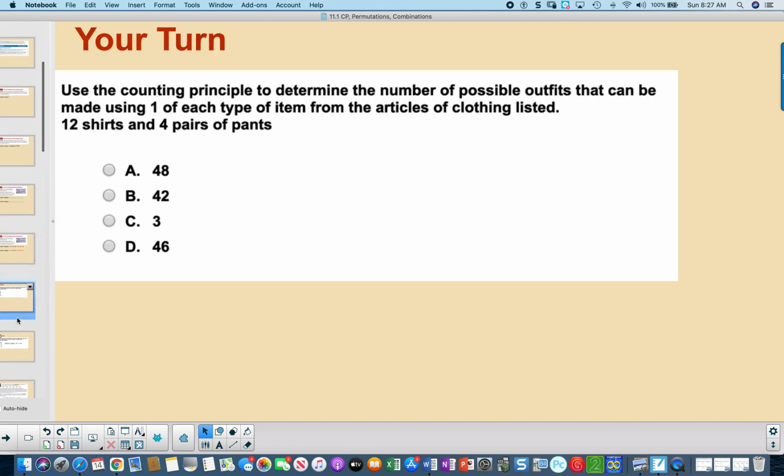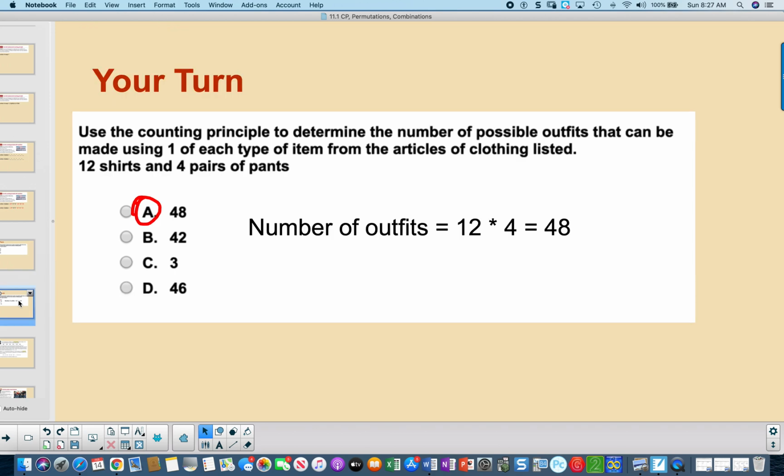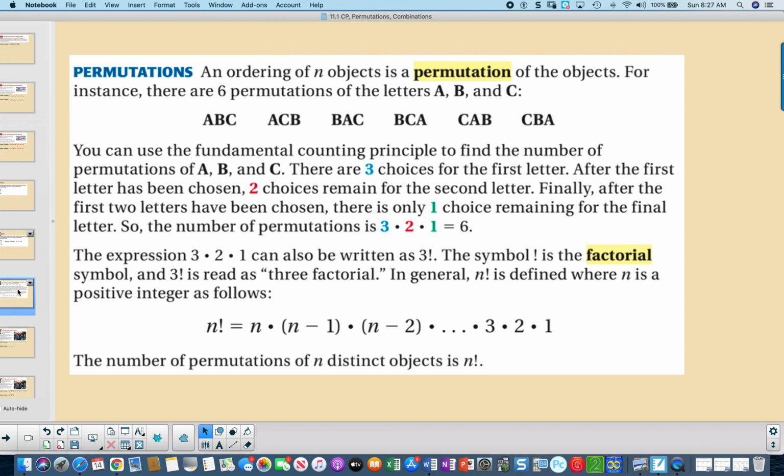Your turn. Use the counting principle to determine this answer. Go ahead and pause the video and find your answer. Here's your answer.